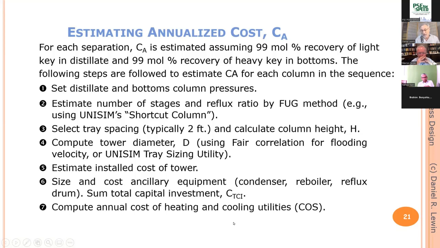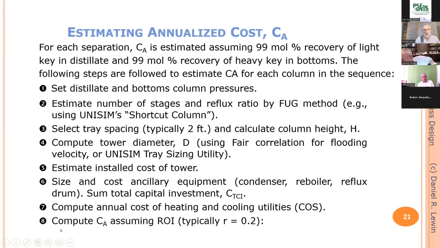Notice this is why we need to already know some economics before we do this part of the course. That's why we're teaching economics to begin with. We then compute the annual cost. That means heating and cooling utility costs, and that allows us to compute the annual cost of each tower. And what we'll see in the charts in a second are, for every separation, the cost that appears here on the right-hand side. Why do we need this?